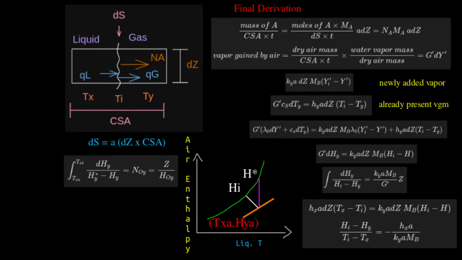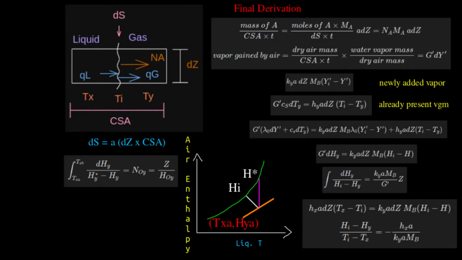Multiplying this by the latent heat of vaporization, we convert this mass relation to an enthalpy relation. So the total heat transfer in gas is obtained by adding the above enthalpy relation of the newly added vapor to the heat transfer in the already present vapor gas mixture, which is due to temperature gradient. Adding and simplifying the total heat transfer in the gas phase, we observe that the integral of dH by (Hi minus Hy) gives the number of transfer units needed, but Hi is unknown.